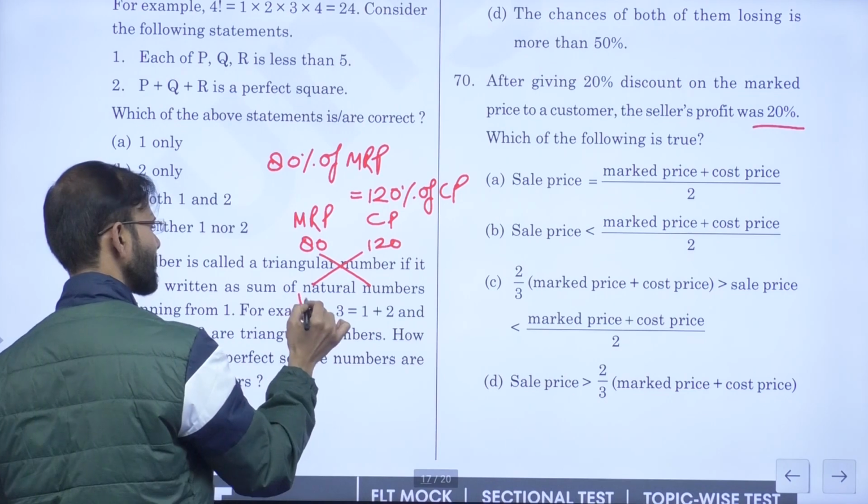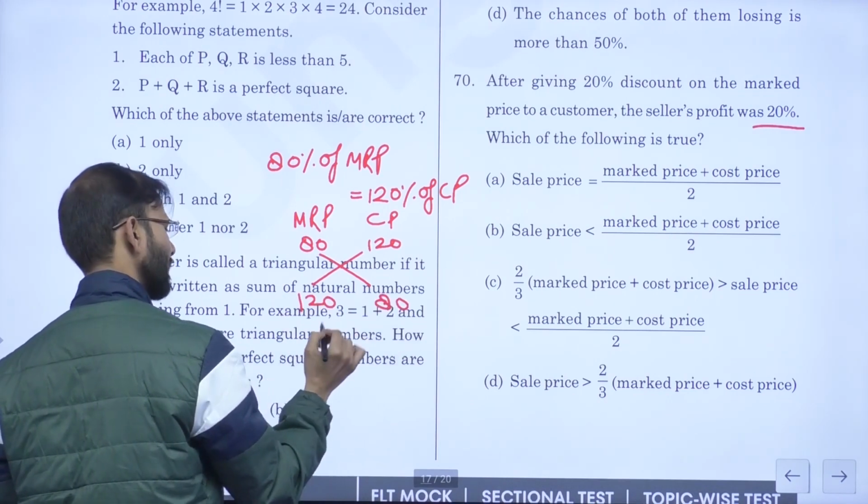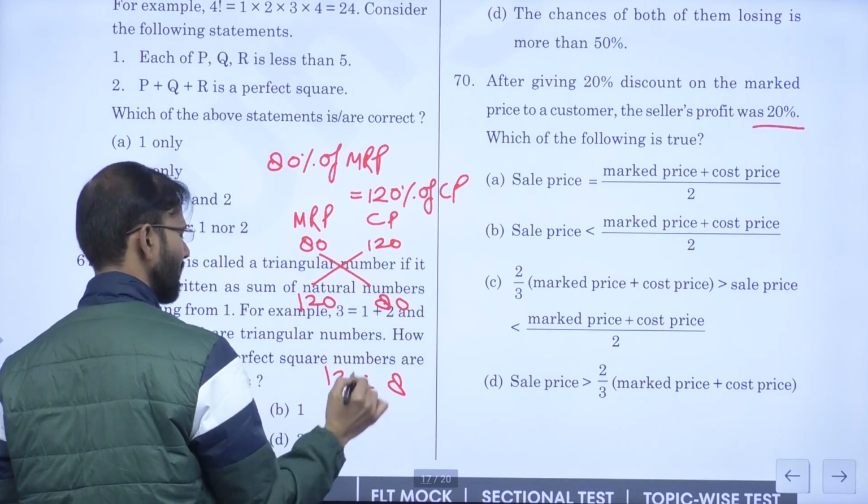So this is the concept of reverse ratio. So this is 120 and 80, right? So this is 12:8, or you can say this is 3:2.